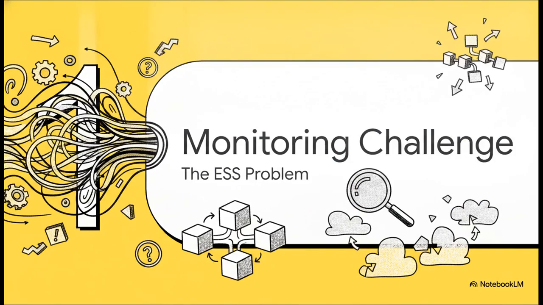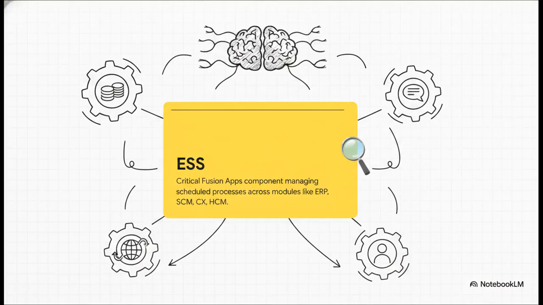All right, part one, the ESS monitoring challenge. So just to establish a quick baseline here for everyone, let's talk about the Enterprise Scheduler Service, or ESS. You can really just think of ESS as the central nervous system of Fusion applications. I mean, it's the critical component that's completely responsible for managing and executing scheduled processes across practically every major module you rely on. We're talking enterprise resource management, supply chain management, customer experience, human capital management, the whole shebang.